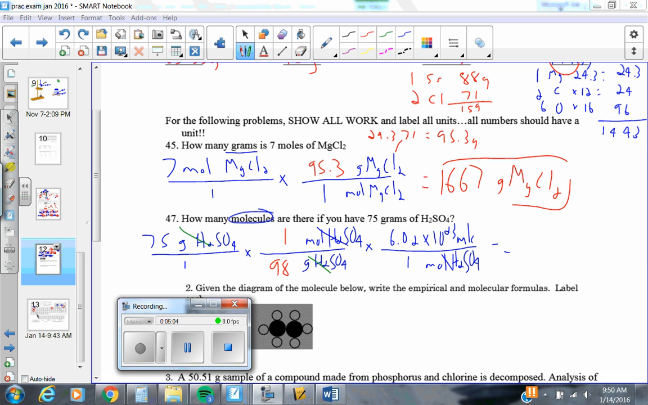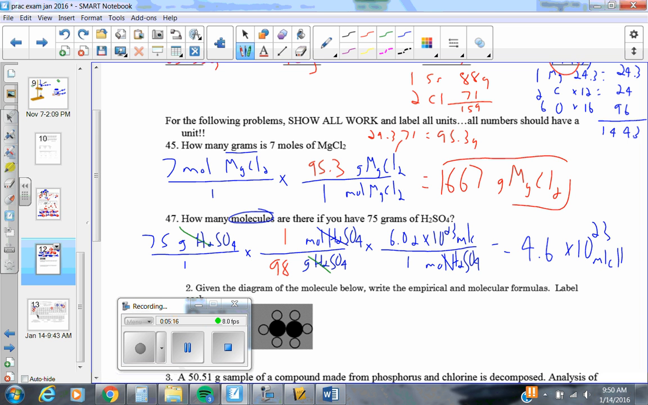I put that into another calculator and got 4.6 E23. I rounded a lot off. 4.6 E means times 10 to the 23rd. That would be molecules of H2SO4.